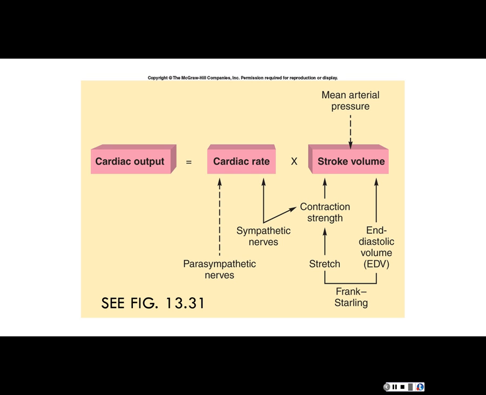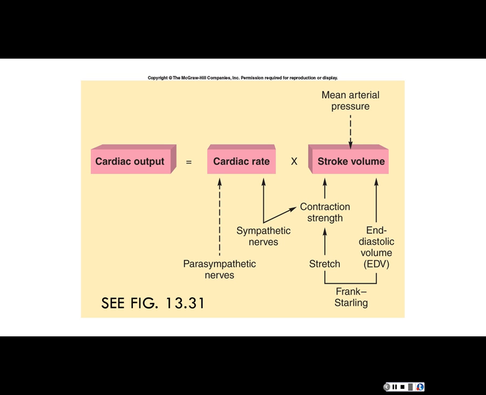This image also helps us summarize that not only does the sympathetic nervous system act on the nodes, it also acts on the what? Contractile cells. To directly influence contractility, which directly influences stroke volume. If your stroke volume goes up, so does your end diastolic volume, and your stroke volume goes.